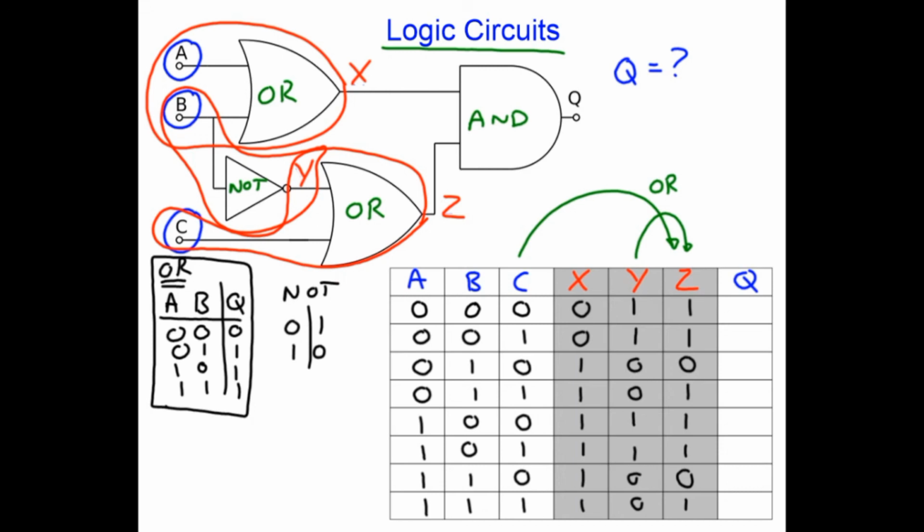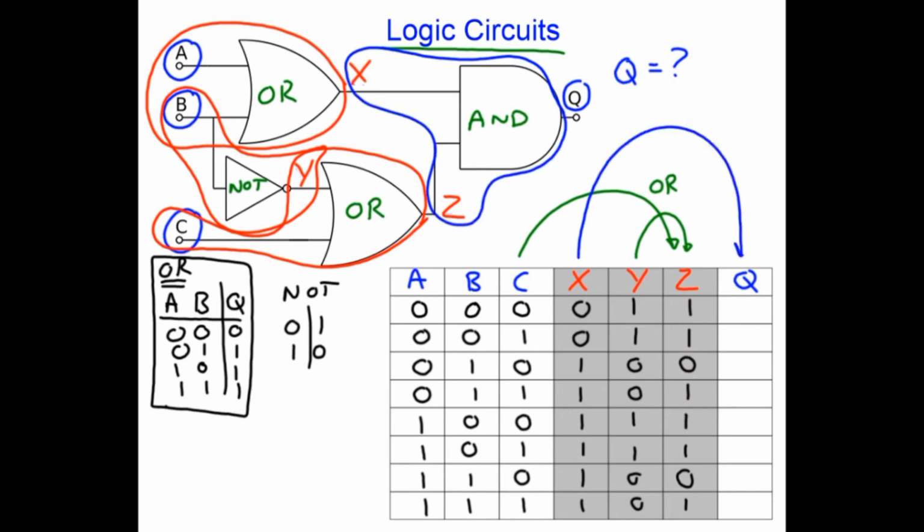Now finally, our output Q, this output here, is the AND function of X and Z. It's the AND function of X and Z. So I have to take X and Z and combine them in an AND function. Now we haven't got the AND function yet, so let's write it out.